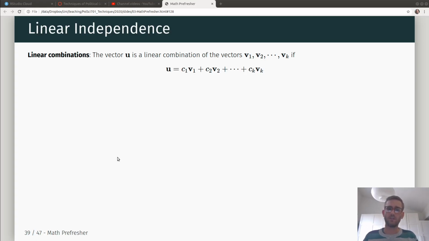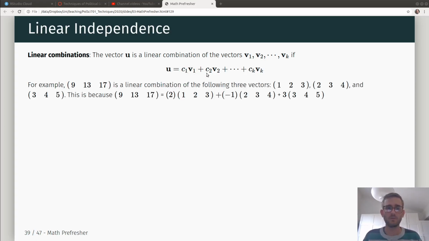Another important concept is linear independence. In order to understand what we mean by linear independence, we first have to talk about linear combinations of vectors. So a vector u is called the linear combination of the vectors v1, v2 through vk if it can be described as a sum of the vectors times a set of constants c1 through ck. Okay, so what does this mean?